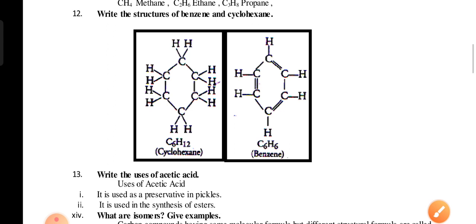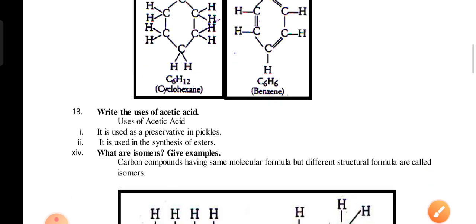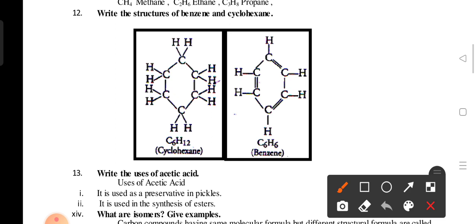Next, cyclohexane. How many carbon atoms are there? 6 carbon atoms are there. 12 hydrogen atoms are there. For each carbon, 2 hydrogen atoms. And in between carbon and carbon single bonds are there. That's why it's cyclohexane and benzene. Very important structural formula. Sometimes they ask which one?